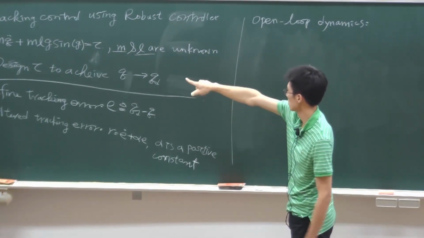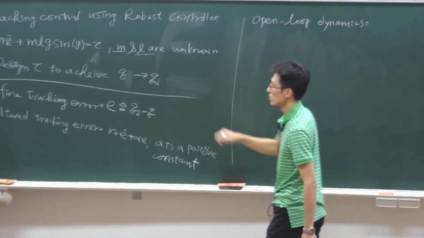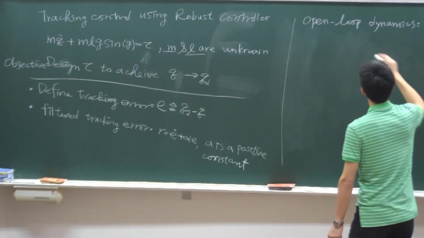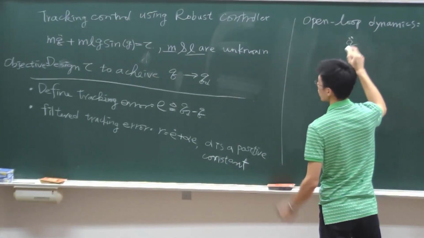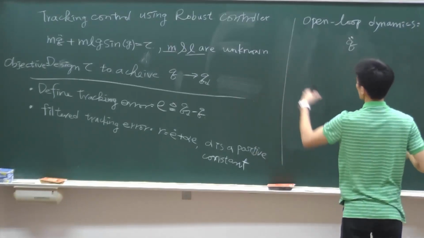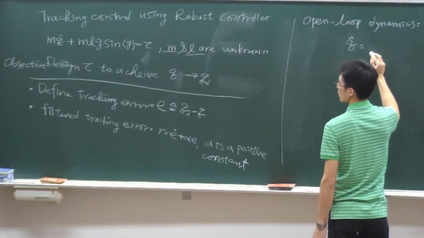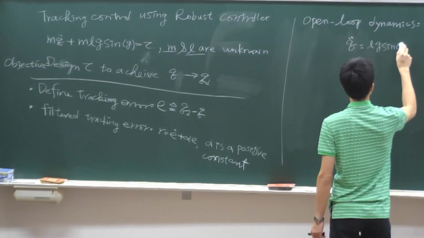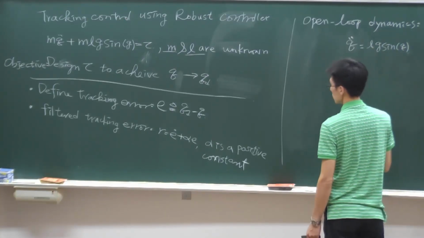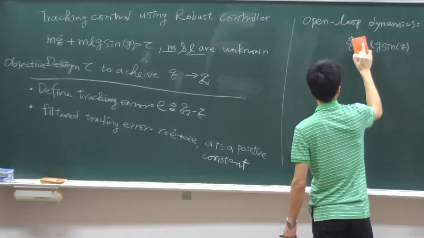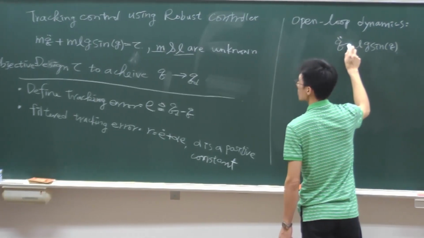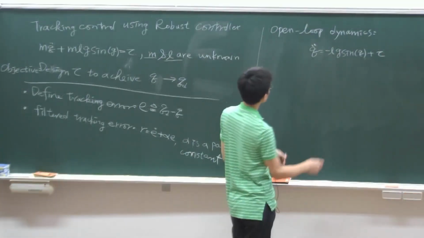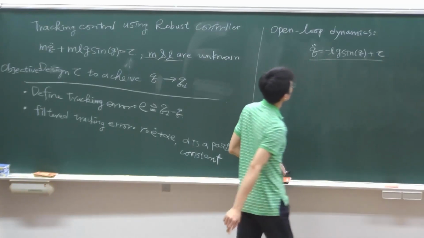Open loop dynamics: according to that, we divide by m on both sides of the equation, and move the second term to the right. You got q double dot equal to g sine q, and that's a minus. So this is the open loop dynamics.